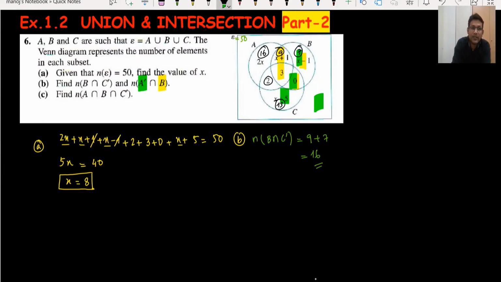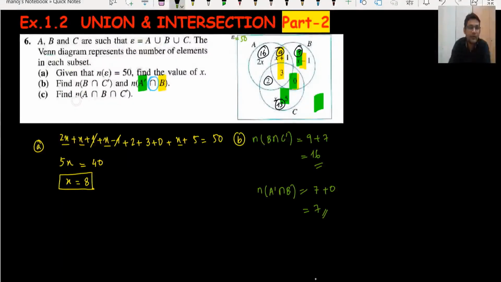Now, what is common in both the colors? Intersection means what is common. So I will write the number of elements in A complement intersection B. Which areas are common? We have two colors, 7 and 0. 7 plus 0 is equal to 7, and that's your answer. It's very simple, because intersection means those areas where we have the common color.